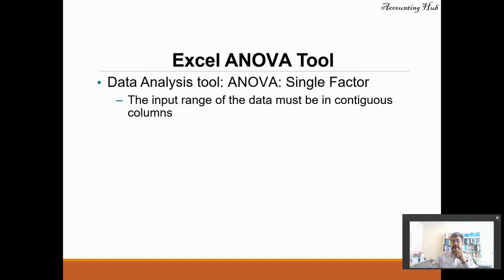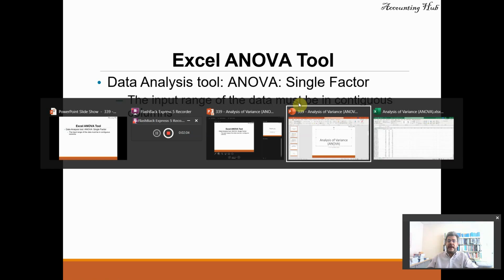So, okay, let's go to our Excel and we work with the data analysis. So the data analysis tool, ANOVA: single factor. And the input range of the data must be in contiguous columns. So we cannot have a blank column. We cannot select with Control instead of Shift. So, okay, let's go to our Excel file.